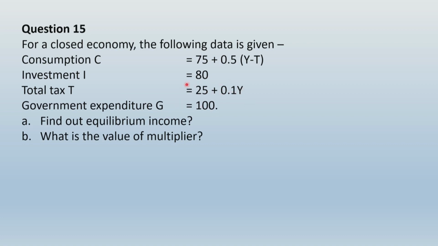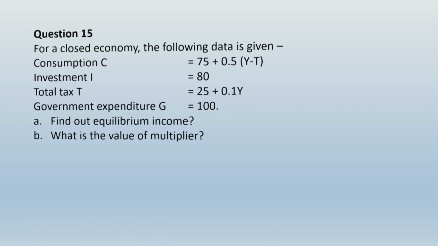Now this line clarifies that one portion of the tax is the autonomous constant tax and one portion of tax is dependent on the income, that is the variable portion of the tax, and government expenditure G is given as 100. Find out equilibrium income, that means they want you to find the value of y, and secondly, what is the value of the multiplier. I have explained just a moment back that the multiplier over here will have that post tax effect. So let us systematically write up the solution of this particular question.